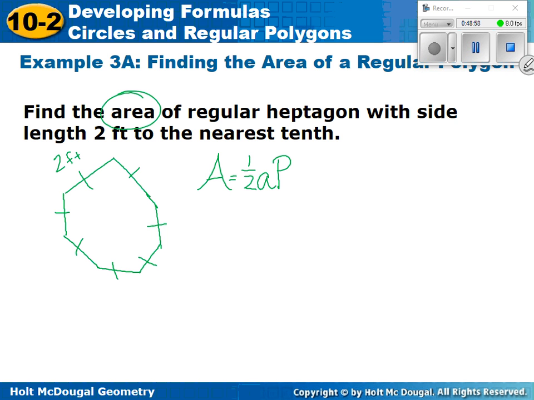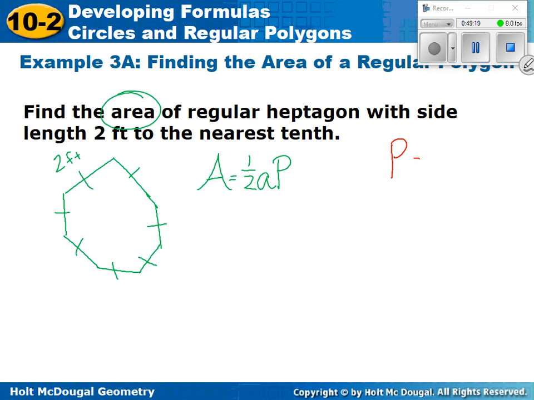Again, I'm going to warn you, sometimes they don't give you the side length. Sometimes they give you the apothem. Sometimes they give you the radius. You may have to start with your central angle and draw your triangle first to find the side length. Just depends on what they give you. This time they did give us the side length, so how do we find the perimeter?